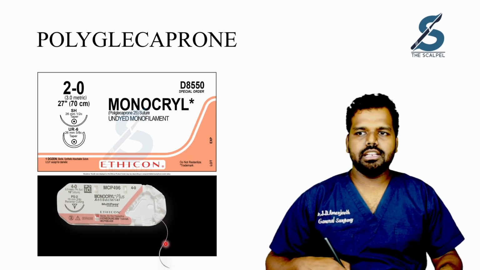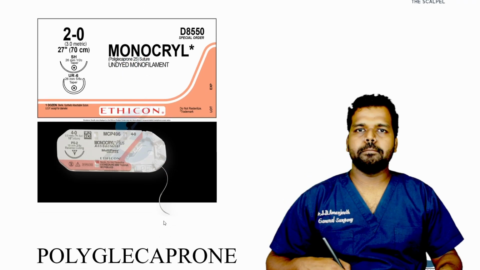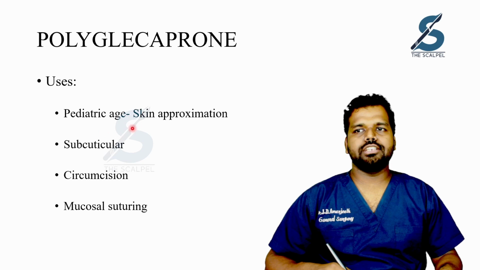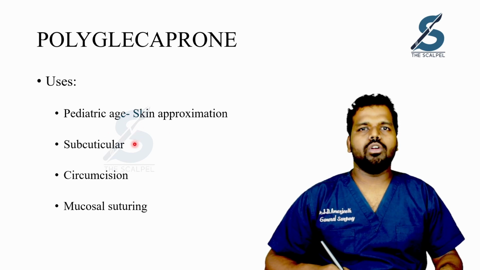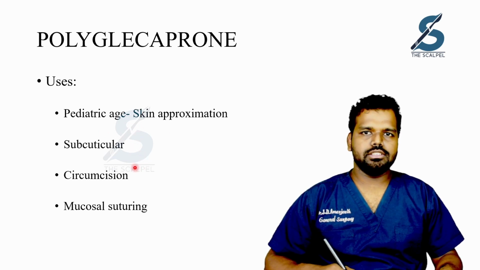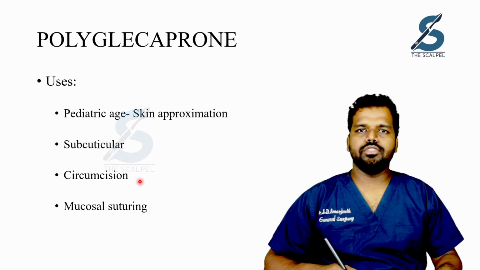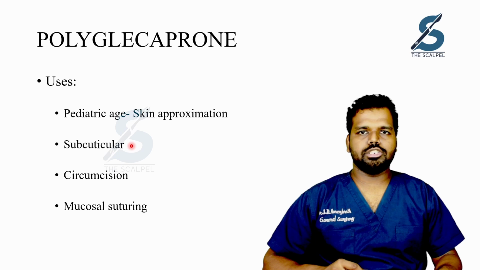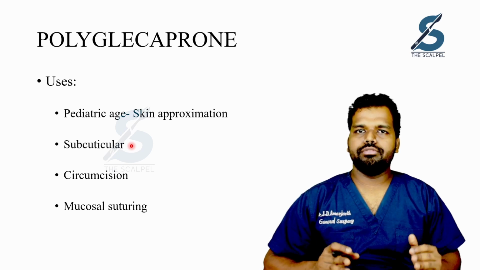Here you can appreciate the white colored suture material. And uses: it's used very commonly in the pediatric age group for skin approximation, and also in adults for subcuticular skin sutures, circumcision surgeries, and also for mucosal surgery. It is very common when compared to Vicryl suture material, but this is a monofilament suture material.